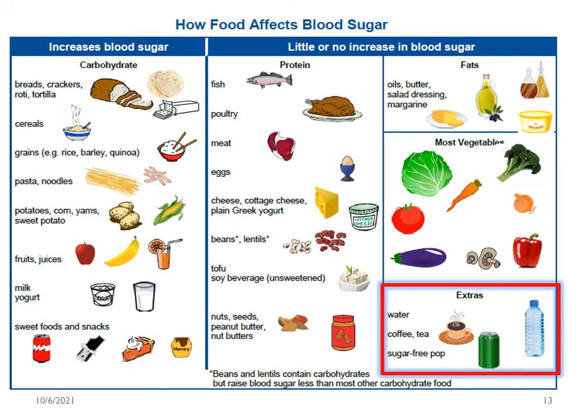The last section on this page are the extras. Water, plain coffee or tea, and diet pop will not cause your blood sugars to increase. Now that we have discussed foods and how they affect your blood sugars, let's move on to discuss other basic tips for healthy eating and diabetes.